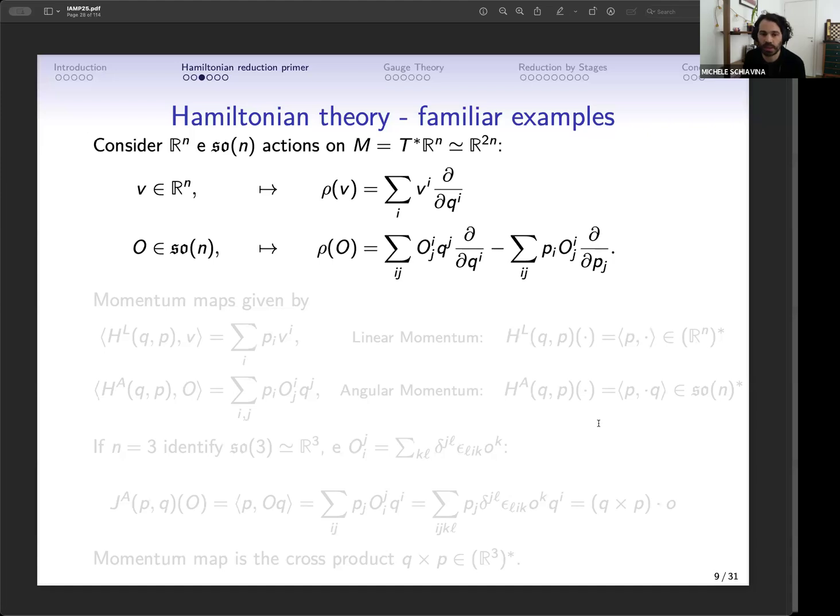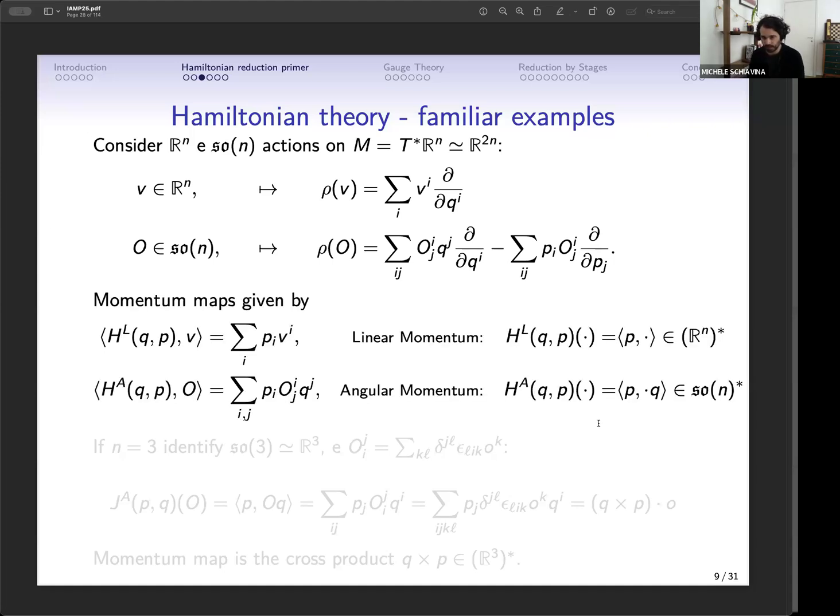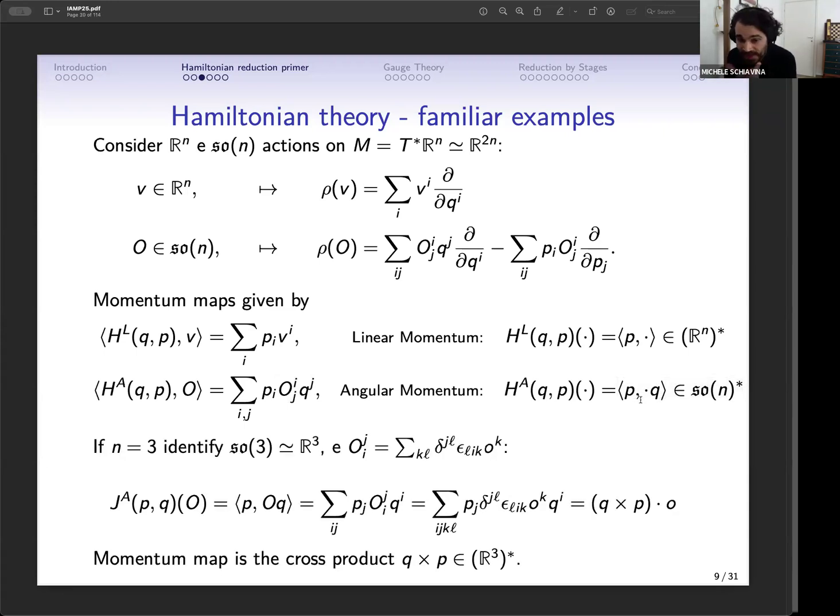And so what one can discover with a quick calculation is that the momentum maps associated to these two actions, well, they exist, and they are given by simply the linear momentum, so Pi, thought of as an element of the dual of the Lie algebra Rn, or the angular momentum, which is written here in a perhaps not so recognizable way, again thought of as an element in the dual of the Lie algebra SON dual. It takes an element O and spits out a number.